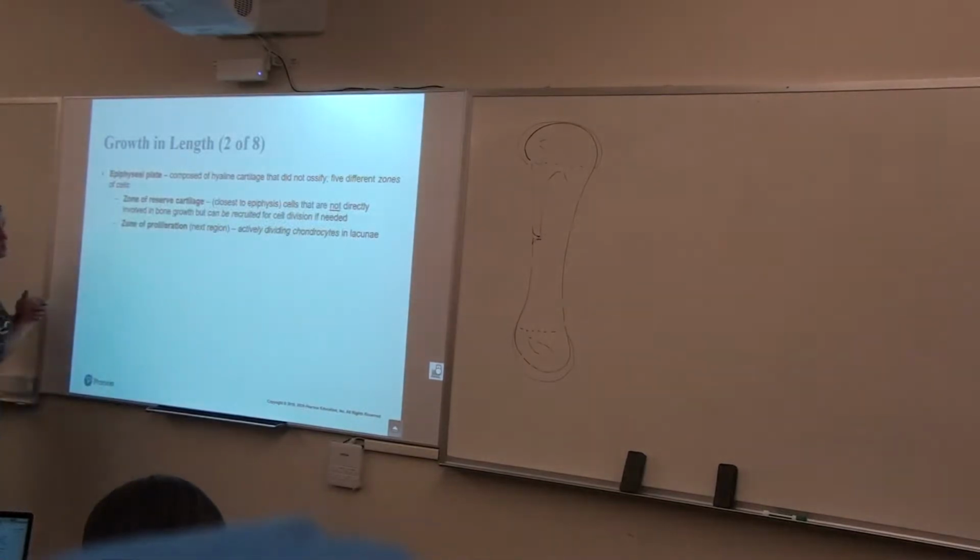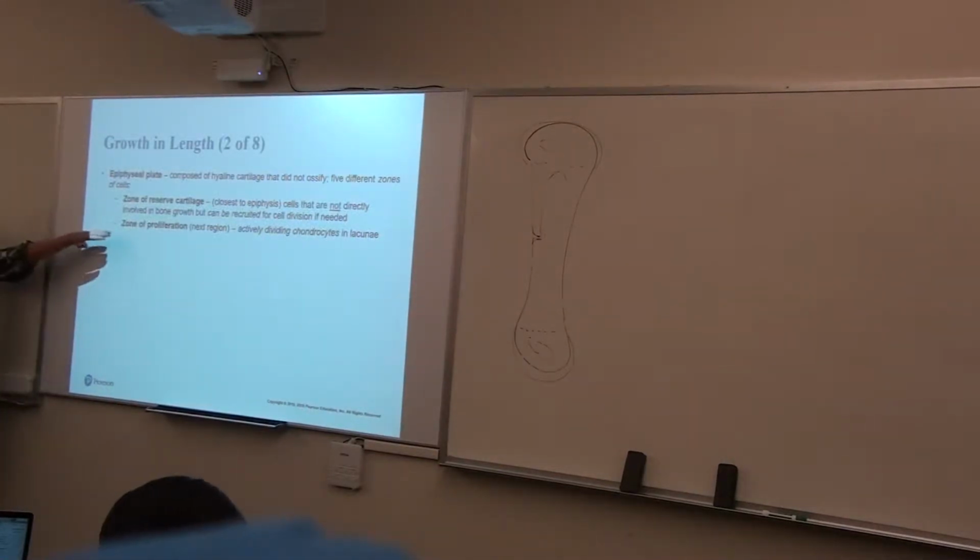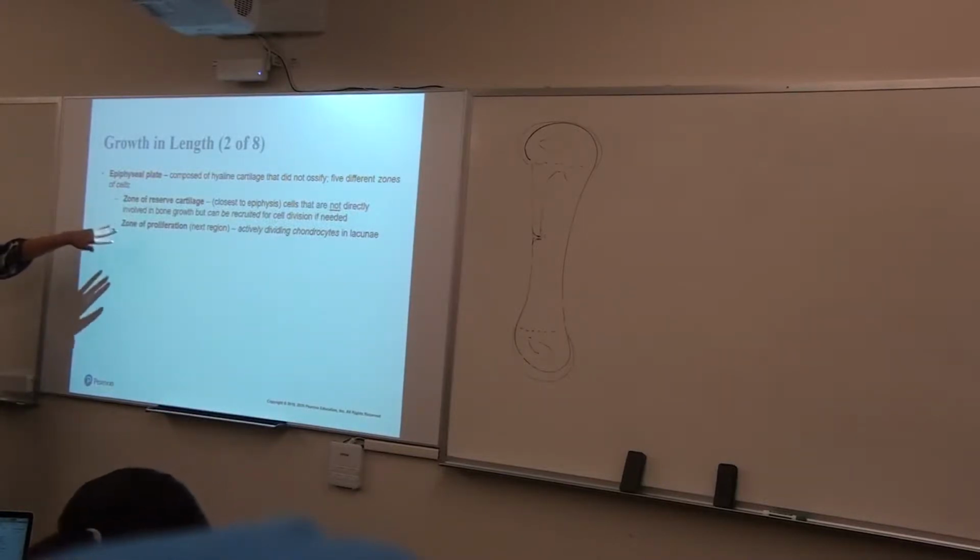There's a reserve cartilage place, and then there's something called the zone of proliferation. So the zone of proliferation is where those active cells are dividing. Those cells are actually dividing and growing, right? The zone of reserve, these are ones that aren't really involved in the actual growth process. These are there kind of as a backup plan, right? Hence the zone of reserve.